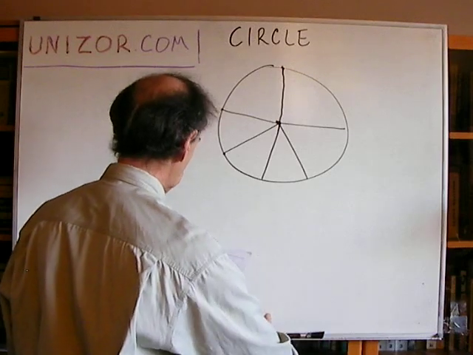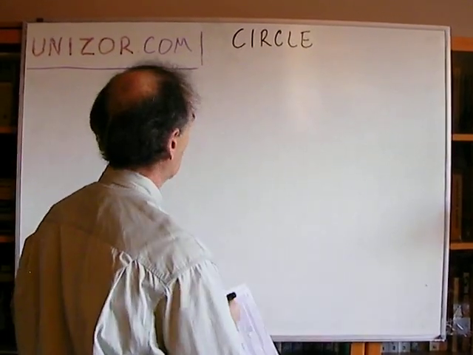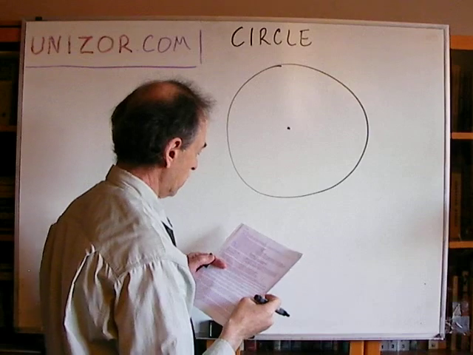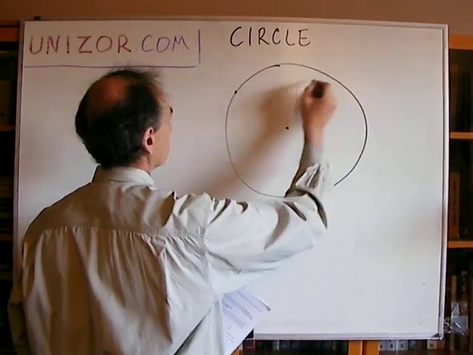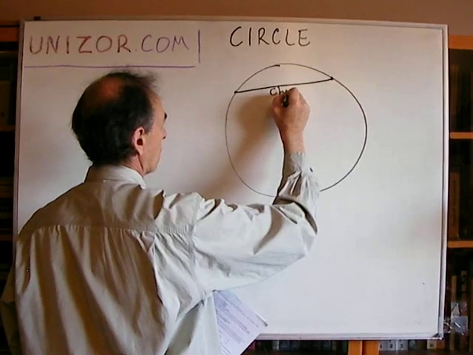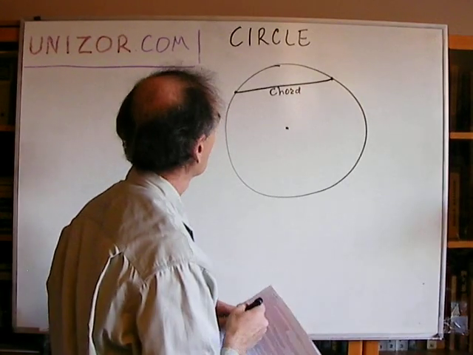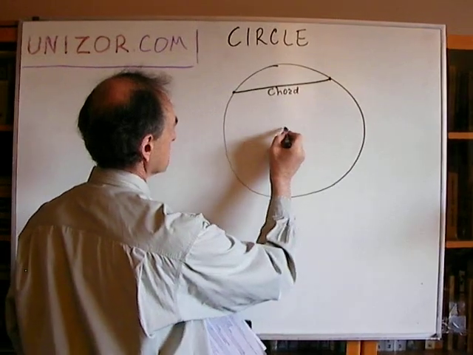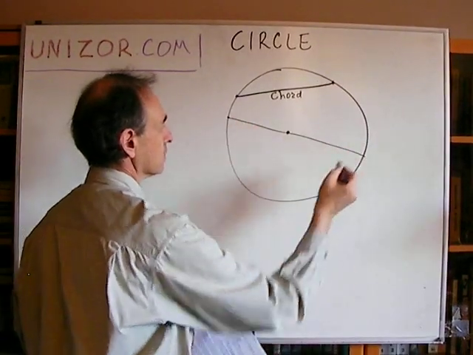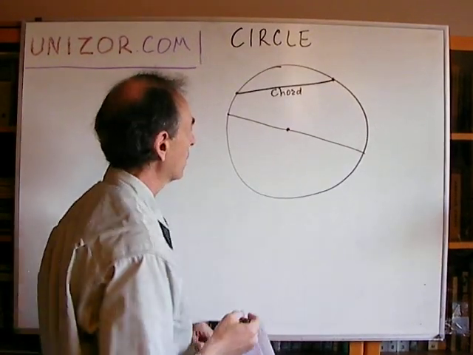Now, a circle has different elements, and I will try to draw them and define them. Circle, center. First of all, a segment which connects two points on a circle is called a chord. Next, one particular chord which is crossing the center. It's also a chord because it connects two different points on the circle. But if it also passes the center of a circle, it's called a diameter.